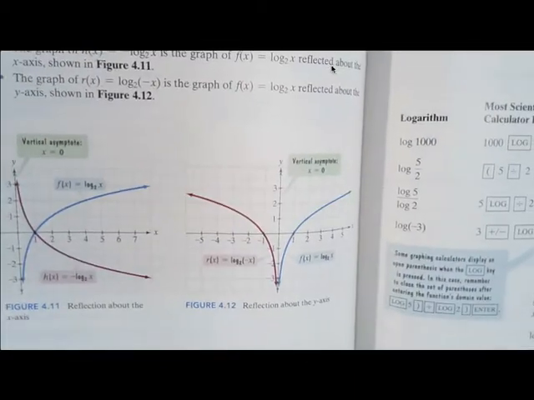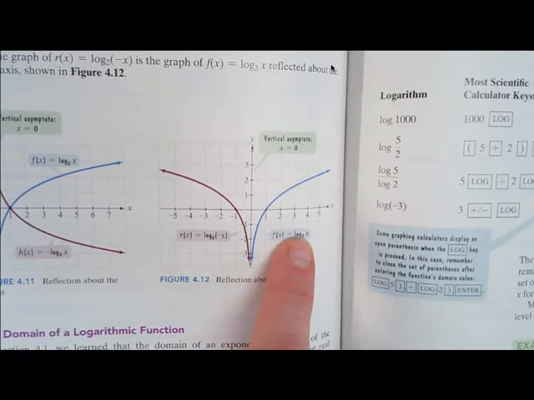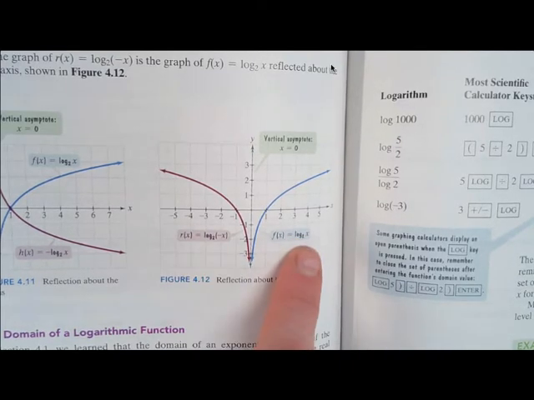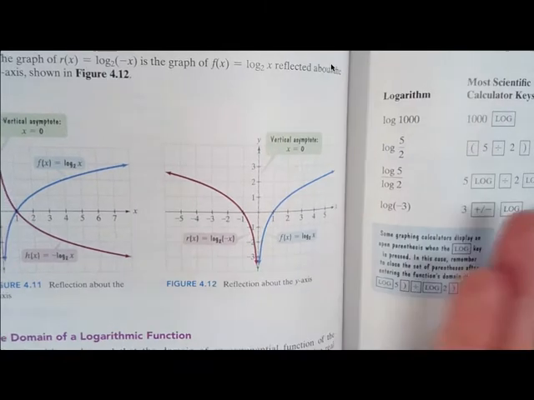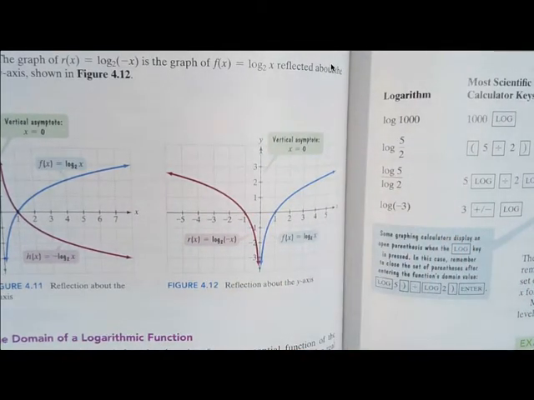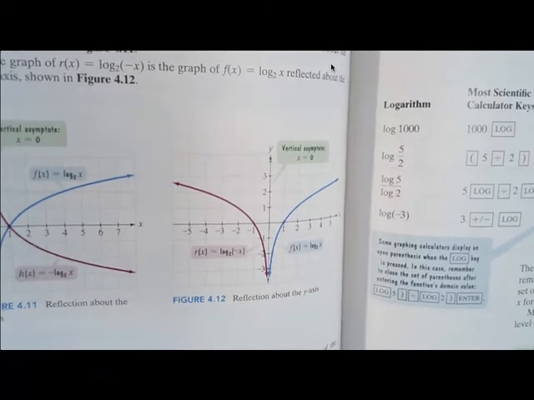And then a vertical asymptote, that's if we change the x that is our expression for the log, and that causes that vertical asymptote. It's still x equals 0, but it's a reflection across the y-axis. So you'll be doing some graphing on this.